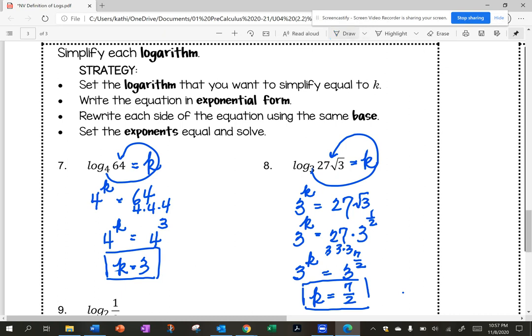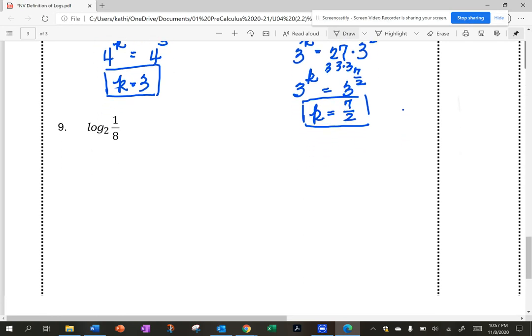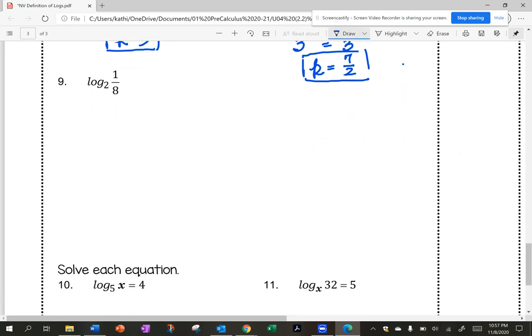Right? Let's try number 9. So first step is I set equal to k. I start at the base and I go counterclockwise around. So I say 2 to the power k equals 1/8. My goal is to rewrite so I'm in the same base. And I know 8 is 2 times 2 times 2. So 2 to the power k equals 1 over 2 cubed.